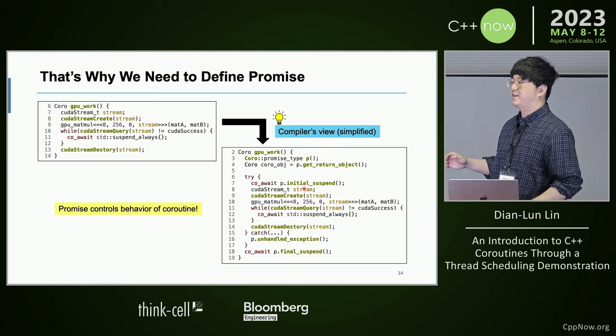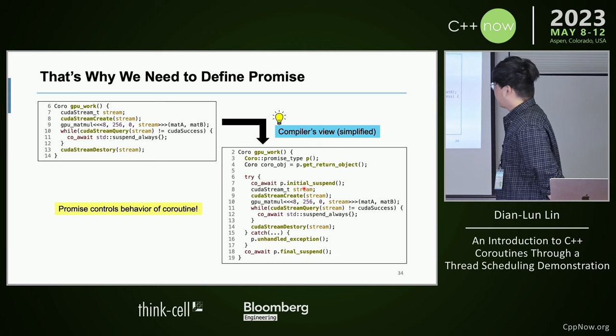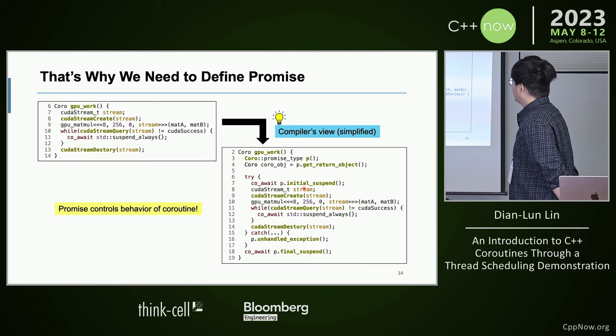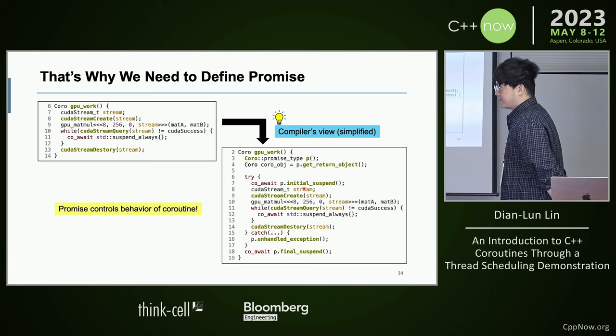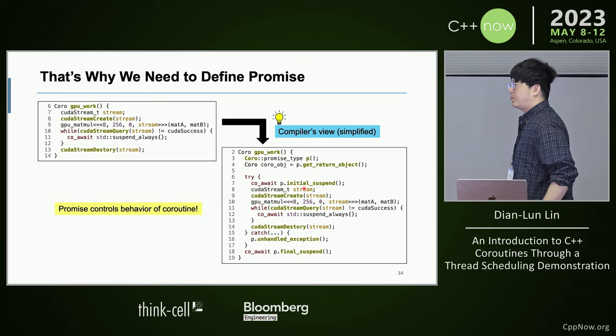Yeah. So in your example, when the function is executed, it will first call that initial suspend, so the function gets suspended back. Yes, exactly. But when it gets resumed back to the function? The caller will resume. Okay. The caller's responsibility.